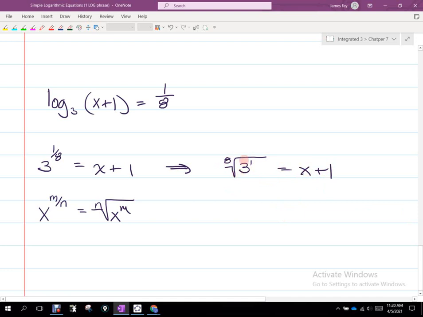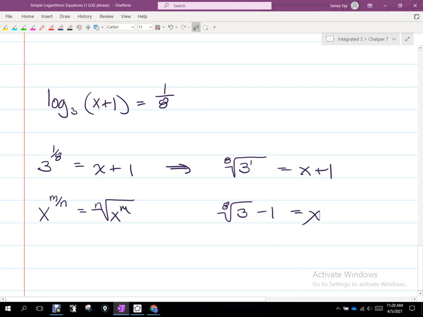Now it's asking me basically, what is the number that I multiply by itself 8 times to get 3, which is kind of ridiculous to ask. That's not a common number off the top of our head, so we'd probably just leave this as the 8th root of 3 minus 1 is equal to x, like that.